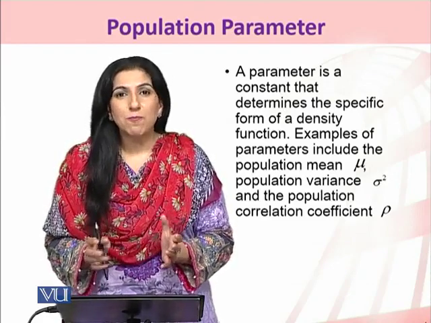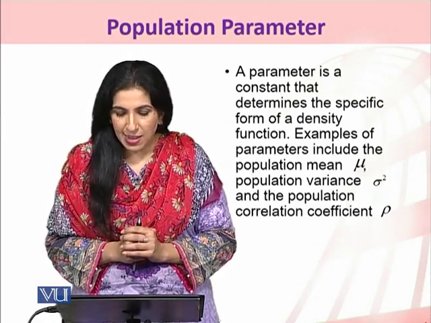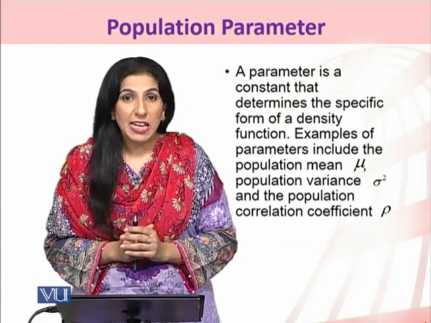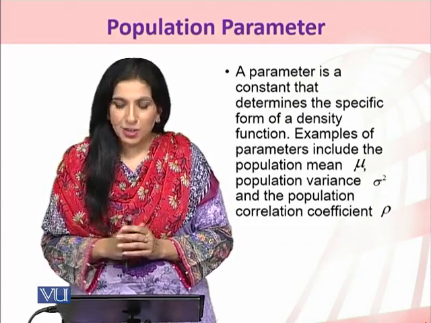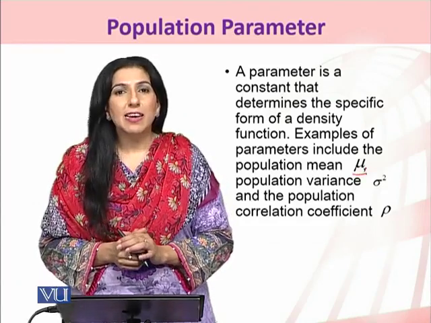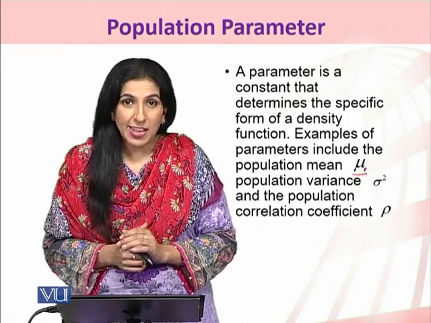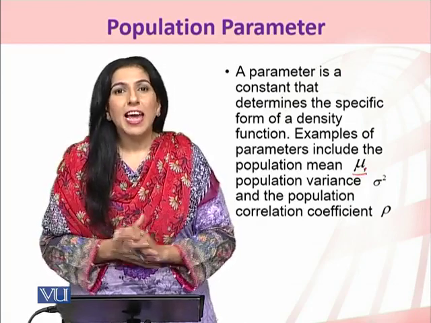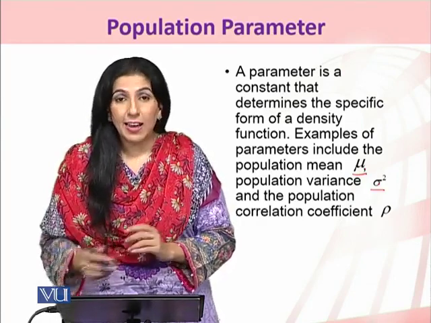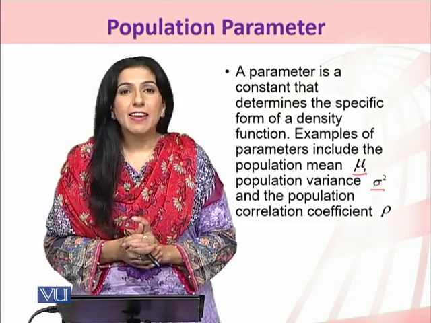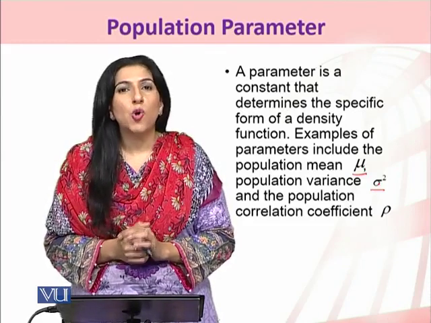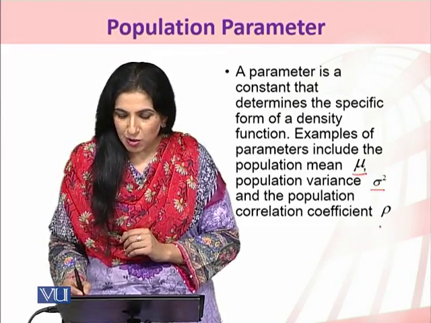Now, what are some examples of population parameters? Let me explain to you. Suppose we talk about the population mean. The population mean is denoted by mu, which is a Greek letter. Similarly, if we need to calculate the variation in the population, the population variance, we denote it by sigma square. Again, it is a Greek letter.